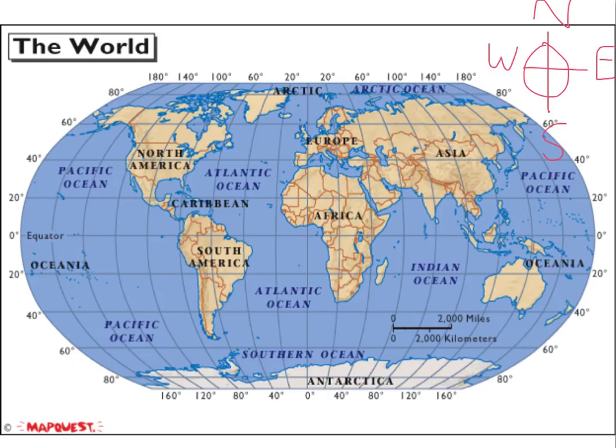Let's take a look at Brazil right here. Brazil is south of Venezuela. Here's Venezuela. So we say Brazil is south of Venezuela. Venezuela is north of Brazil. How about Peru? Peru is right here. So we would say Peru is to the left of Brazil, so it's to the west of Brazil. And Brazil is to the right of Peru, so Brazil is to the east of Peru. This is not tough stuff.